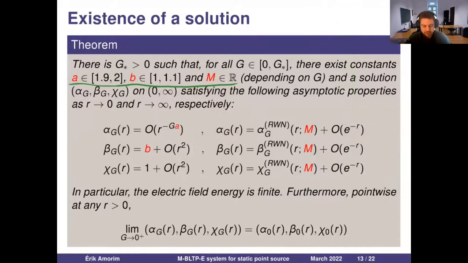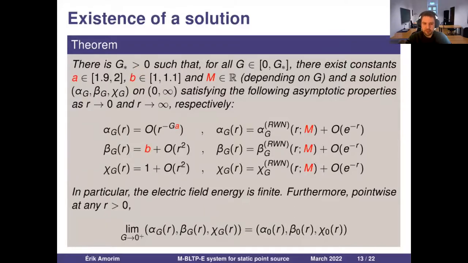All right, and what happens at r equals zero? The metric coefficient alpha is actually going to blow up, but it's going to blow up really, really mildly. Remember that G is a really small constant, and this a here is between 1.9 and 2. But the beta coefficient will be a conical singularity of the spatial metric, only the beta part. It doesn't go to 1, but it goes to a number slightly larger than 1.